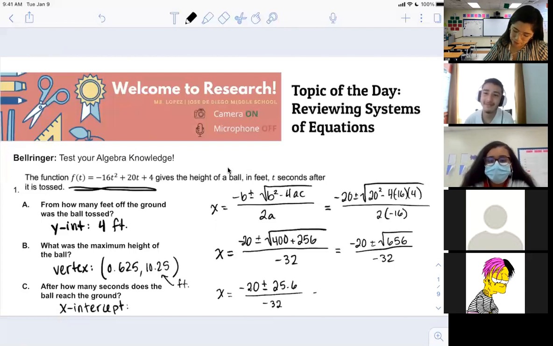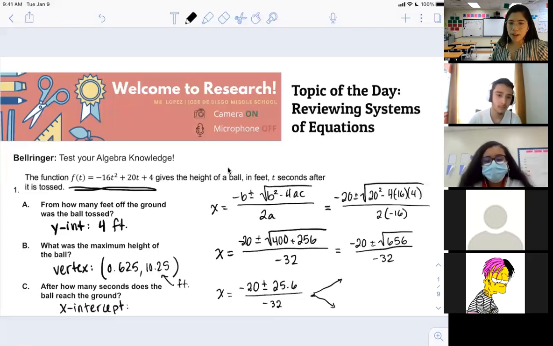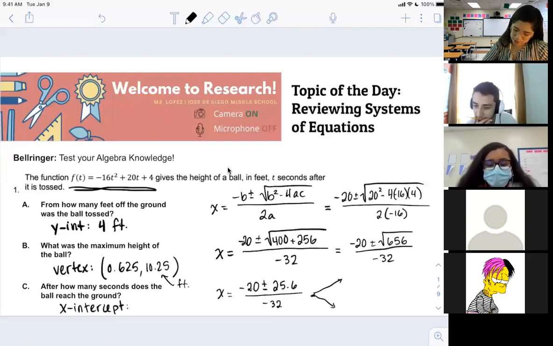All right, this leaves me with two answers, one where you add 25.6, one where you subtract 25.6. So we're going to start with adding. Negative 20 plus 25.6, what does that give? 5.6. 5.6 over negative 32. That is going to be negative 0.175.